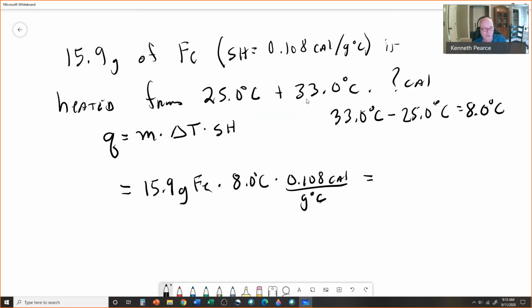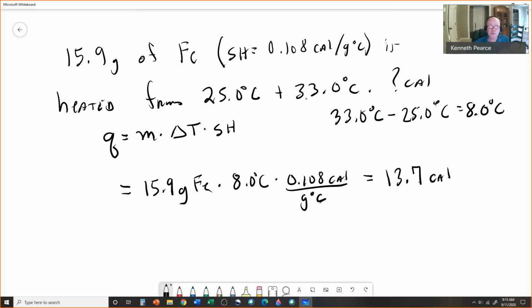And all we have to do now is just put it in our calculator. So we do that. We say 15.9 times 8 times 0.108. And that gets me 13.7 calories. And that's how much energy it would take to heat up that quantity of iron from 25 degrees Celsius to 33 degrees Celsius.